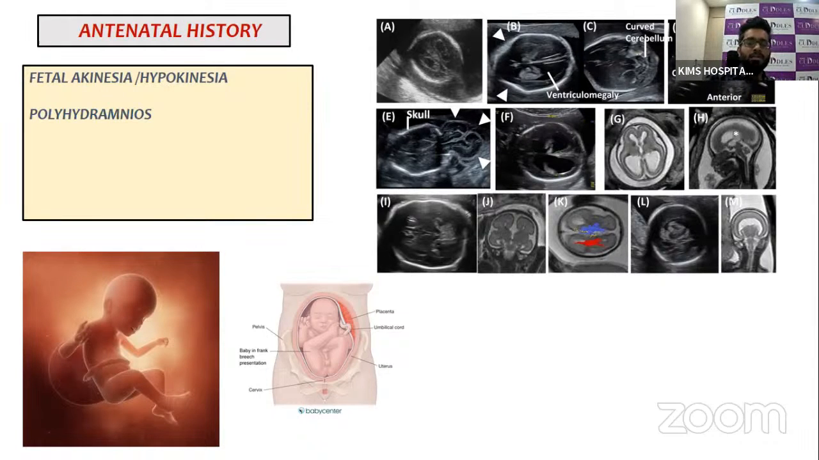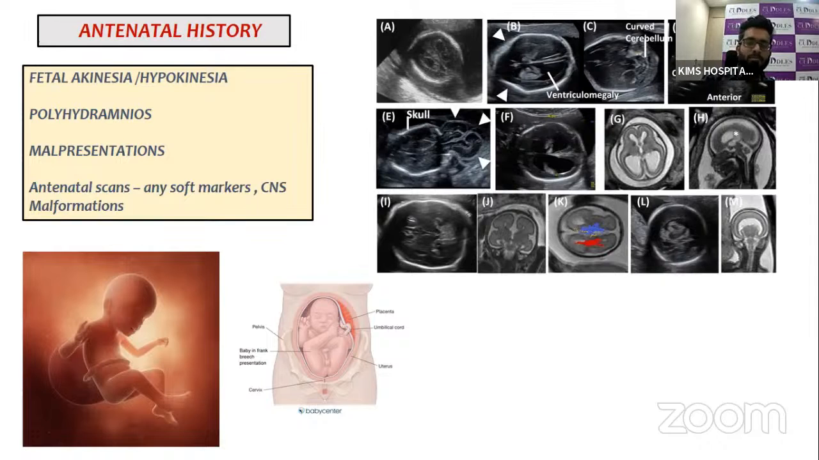Second important feature is polyhydramnios, because you know that a lot of neuromuscular disorders will have problems in swallowing. Because of that, you will have polyhydramnios. So that is a soft marker that we start thinking about a primary neuromuscular disorder. Third is malpresentations. This is again very common because there is fetal akinesia, so there is a chance that the baby will stick to the breech presentation. So malpresentation, polyhydramnios, and fetal akinesia, these are the 3 important markers of a suspected neuromuscular disorder antenatally.